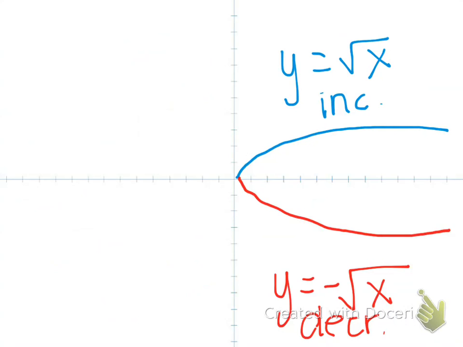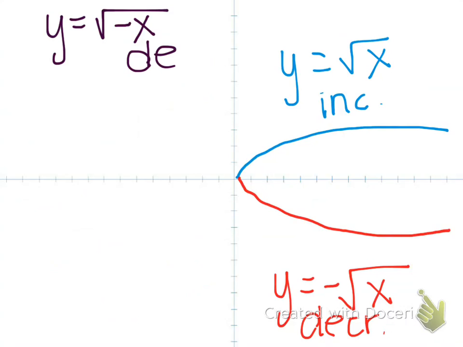And the last thing is, if you have y equals, and then you have a negative x under the radical, or a negative value under the radical, this is also decreasing, but it's on this side, it goes like this, which is still decreasing if you read it left to right.